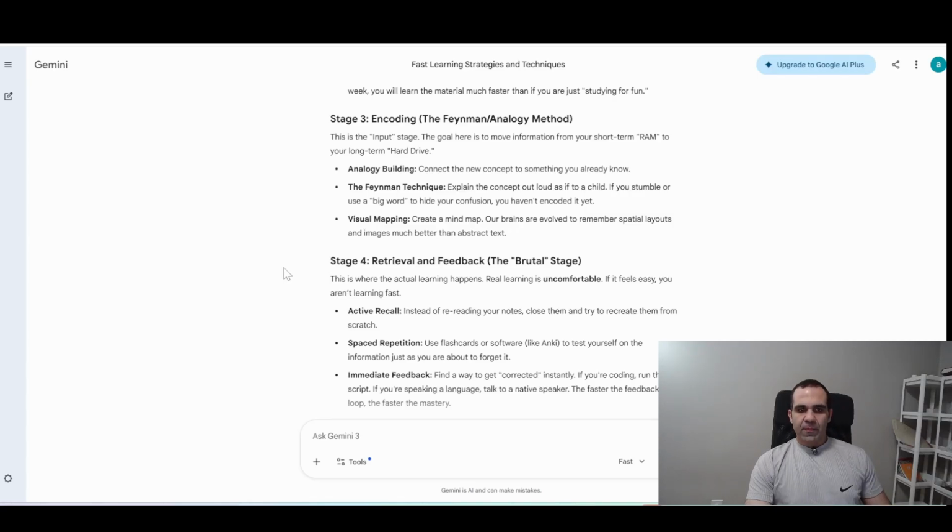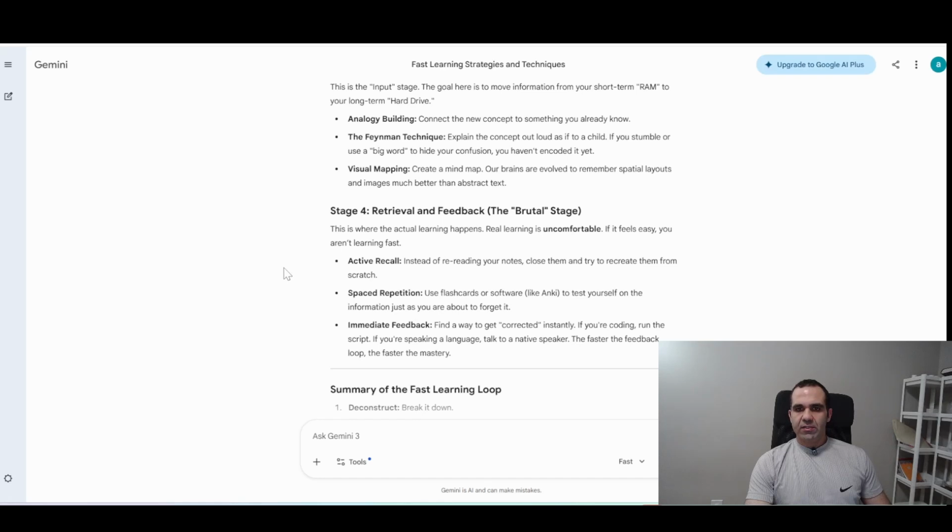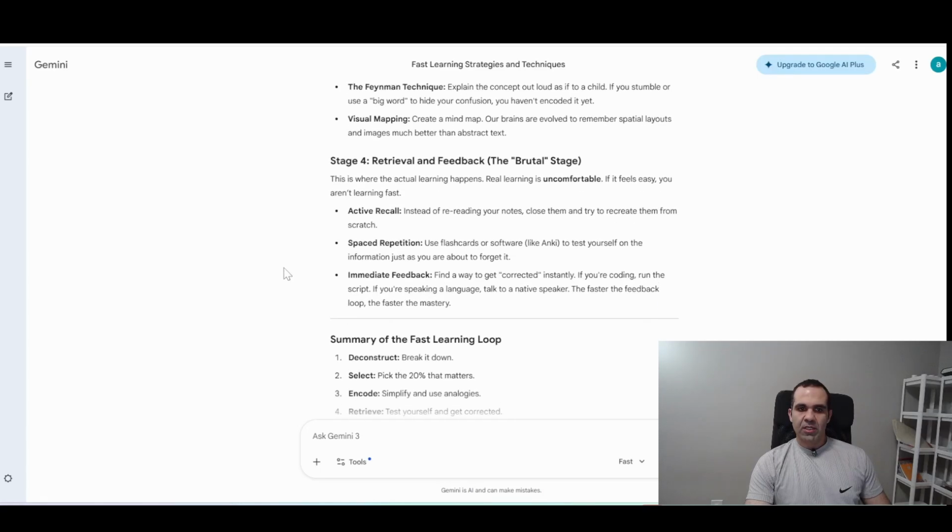Retrieval and feedback: this is where the actual learning happens. Real learning is uncomfortable. If it feels easy, you aren't learning fast. Active recall: instead of rereading your notes, close them and try to recreate them from scratch. Spaced repetition and immediate feedback.